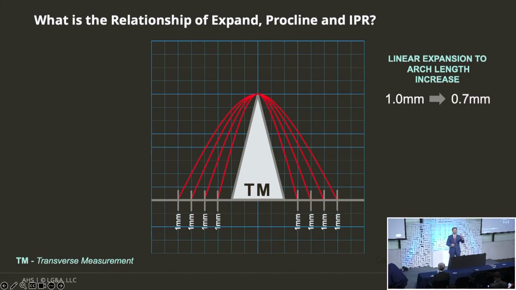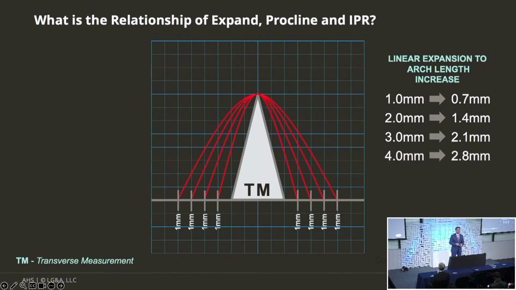For every 1 millimeter of lateral expansion between the molars, you will gain about 0.7 of a millimeter of room or arch length increase. For every 1 millimeter of expansion laterally, you're gaining an arch length increase of about 0.7 millimeters. So what would 2 millimeters give us? 1.4. 2 millimeters of expansion gives us 1.4 millimeters arch length increase. 3 millimeters, 2.1. 4 millimeters of expansion will give you 2.8 millimeters of arch length increase. 5 millimeters of expansion are going to give you 3.5 millimeters of arch length increase.